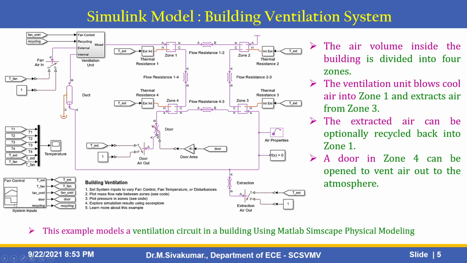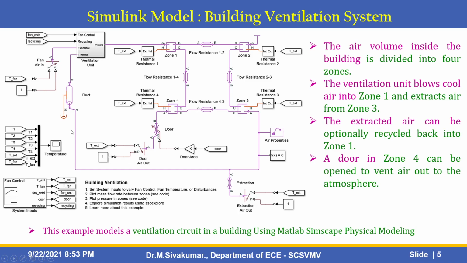This is the concept. Here are the system input blocks. By using the system input signal builder block, you can set the system inputs to vary the control, fan, temperature, or any disturbance inputs. These are the external temperature, internal temperature, fan control, door control, and air recycling. Then there are the ventilation subsystem and the thermal resistance subsystems. Let us see what subsystems are there.